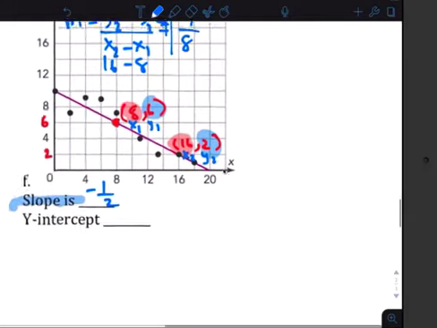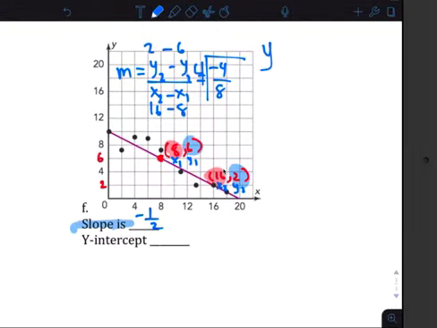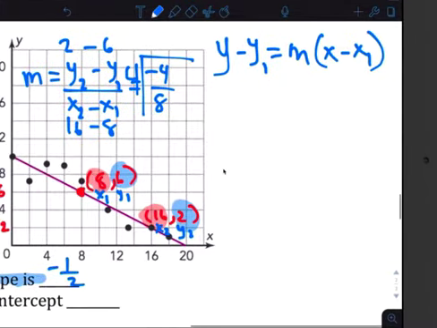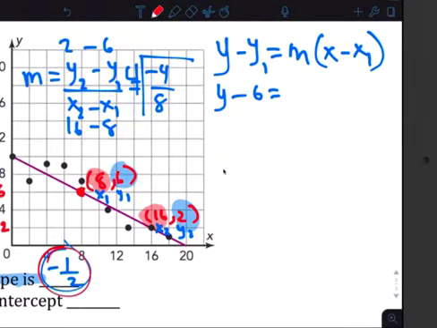To find the y-intercept, you need to use point slope. They want to use point slope, y minus y sub 1 equals m parentheses x minus x sub 1. Y minus y sub 1, which is 6, equals slope is 1/2 here. I'll put it in red. This is 1/2 for the slope. Okay, parentheses x minus x sub 1, which is 8.